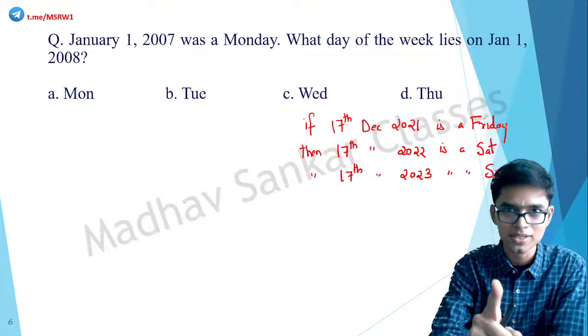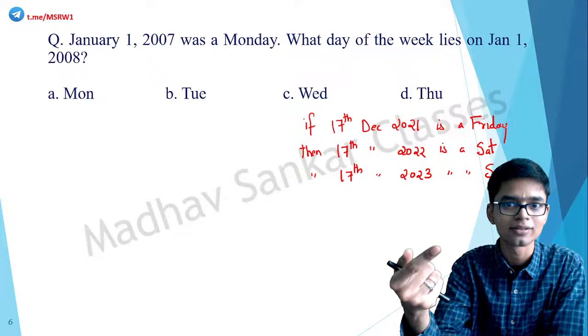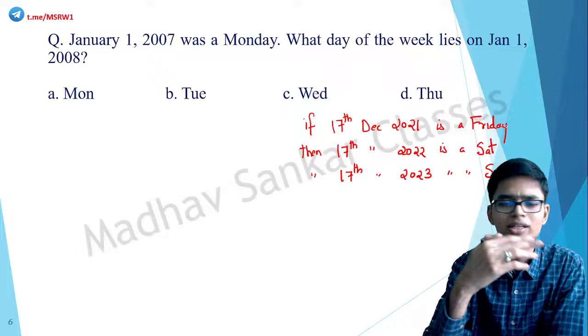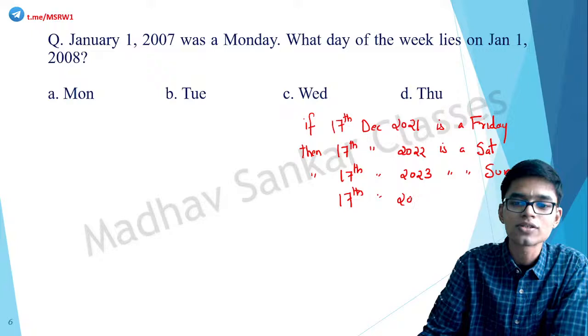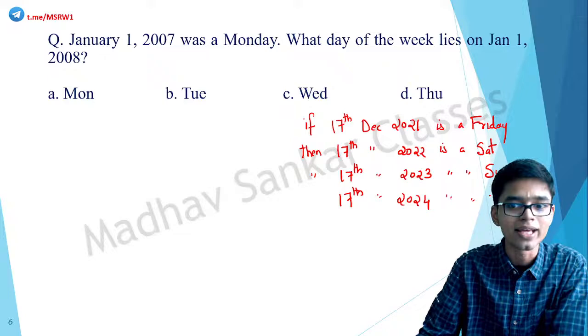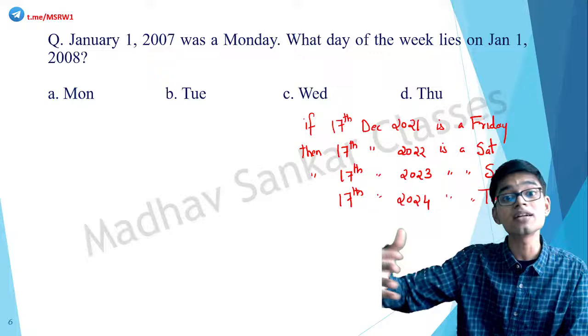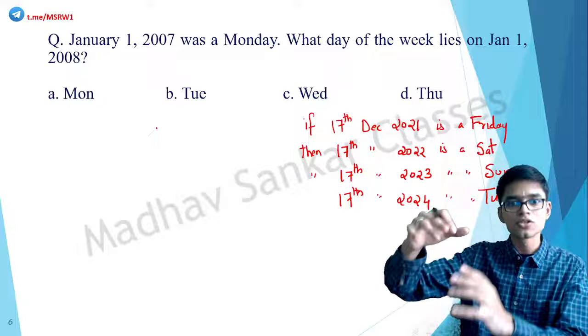Except in case of leap years, that is, if the date comes after February 29th, then you have to add one extra day. So 2021, 22, 23, all these are not leap years. But 2024 is a leap year. Therefore, 17th of December 2024 won't be Monday, it will be Tuesday. Jump one more day if the date comes after February 29. Here it is 17th December, so that comes after February 29. So jump one extra day.